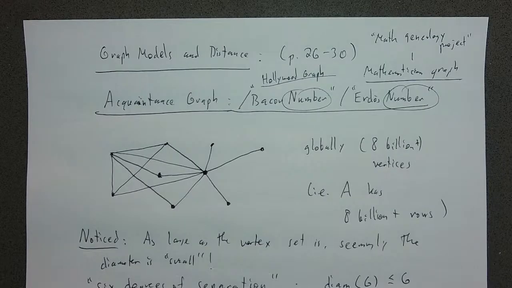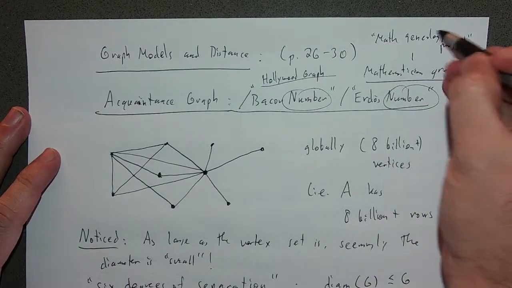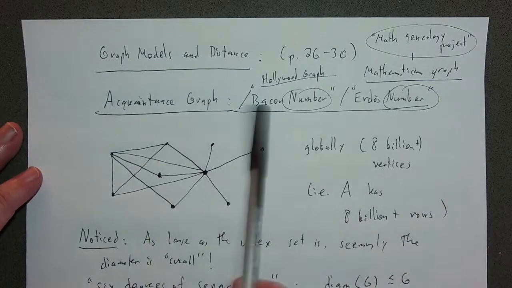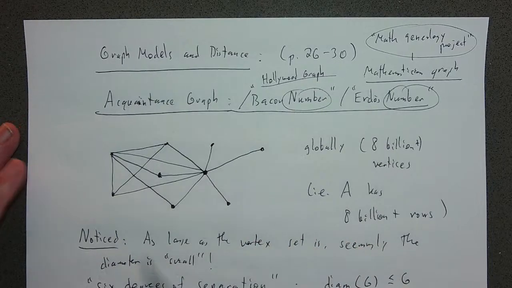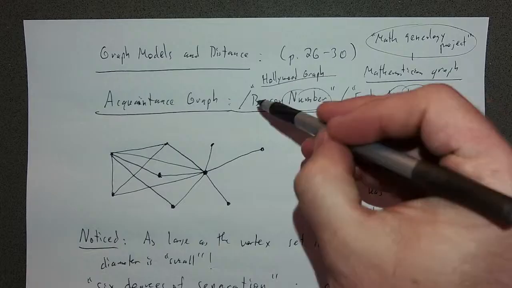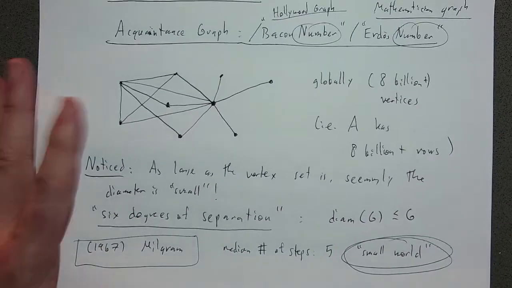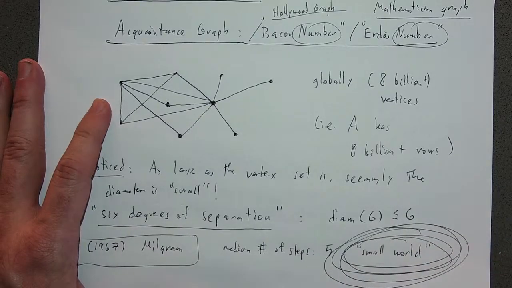So that's another sort of thing. It's a little bit different, because this math genealogy project ties into our next topic, which is going to be trees, or is more closely related to that versus these. Here you're just thinking of a generic graph rather than a tree. And these numbers are the distances, as I said. But in all of these cases, what is essentially being noticed is this small world phenomenon.